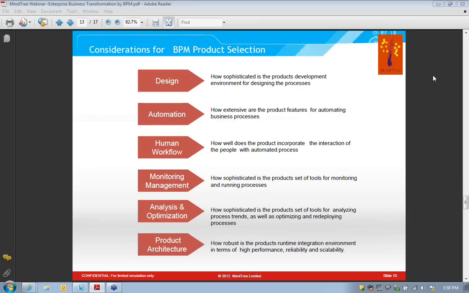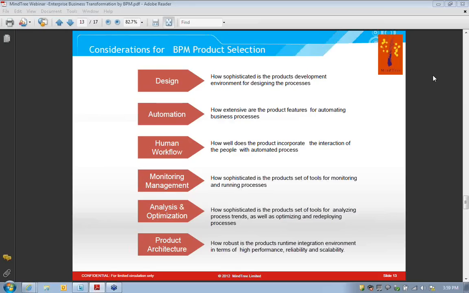Okay. Then monitoring and management. I have already mentioned the significance of monitoring key performance indicators throughout the business process implementation and how the optimization we touched upon. How sophisticated is the product's set of tools for analyzing process trends, computing, optimizing, as well as redeploying the processes? So analyzing as well as optimizing the process in each and every step comes as the basic expectation from any BPM tool in the industry as of date.